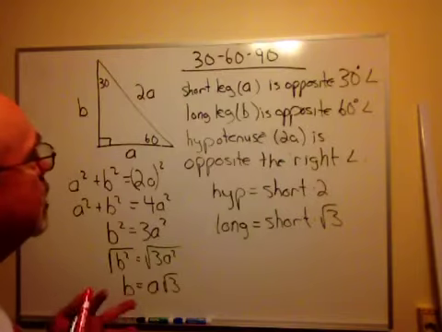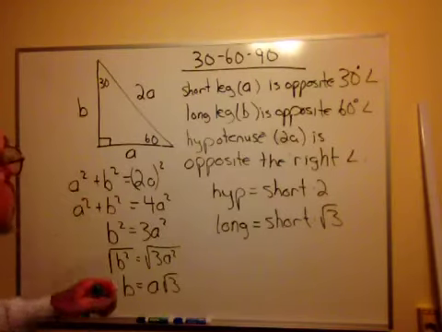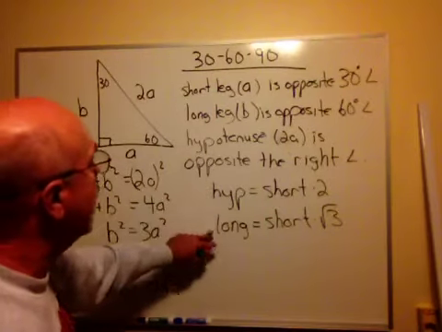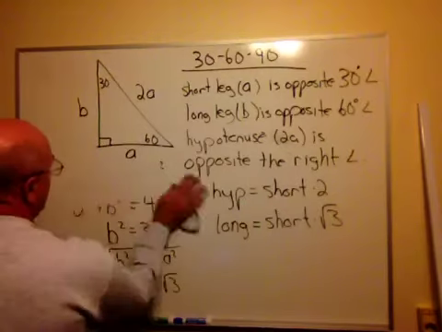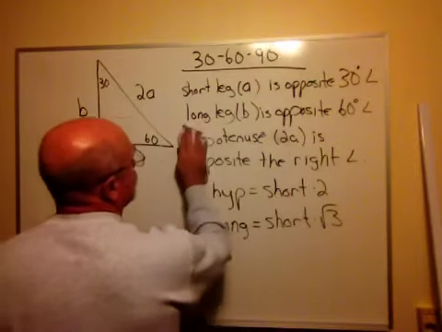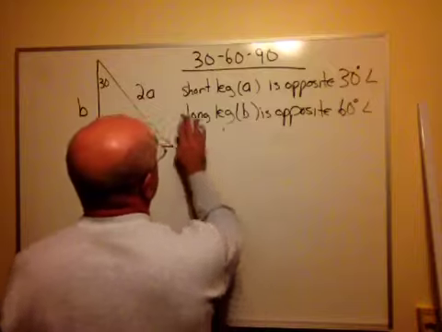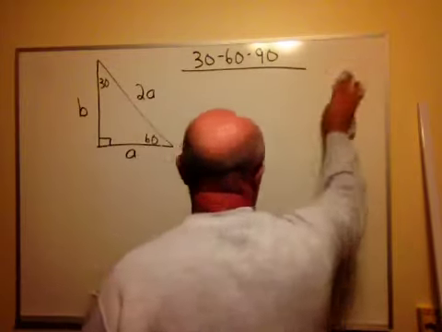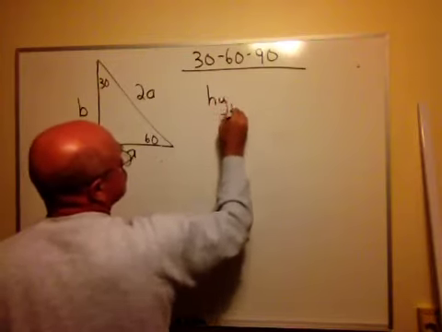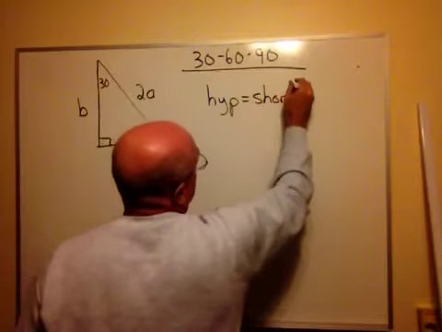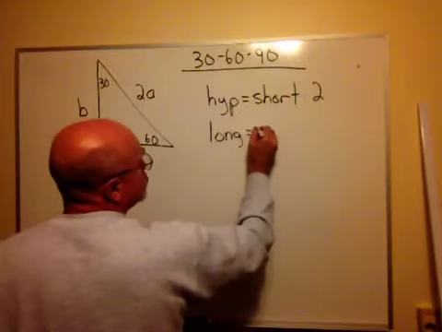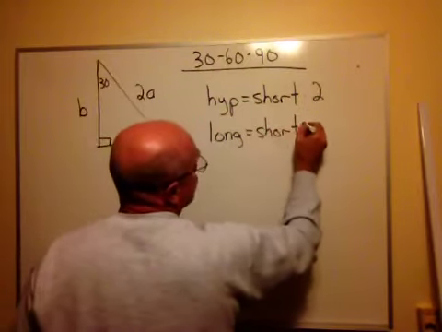Okay, let's take a look at a couple of examples that use these rules. I'm going to erase and rewrite my two rules up at the top here so we've got a little more room. So my two rules are: hypotenuse is short times 2, and long is short times root 3.